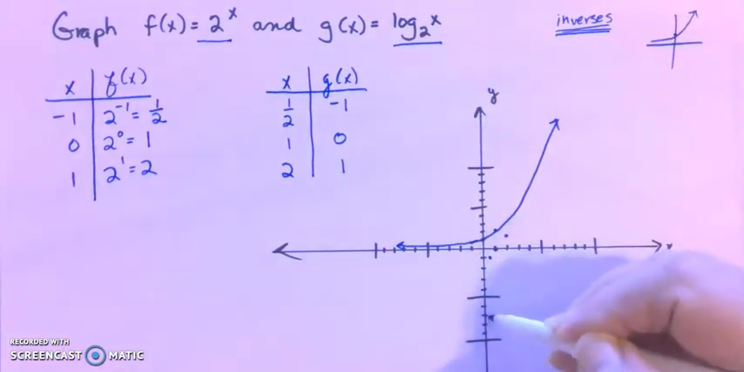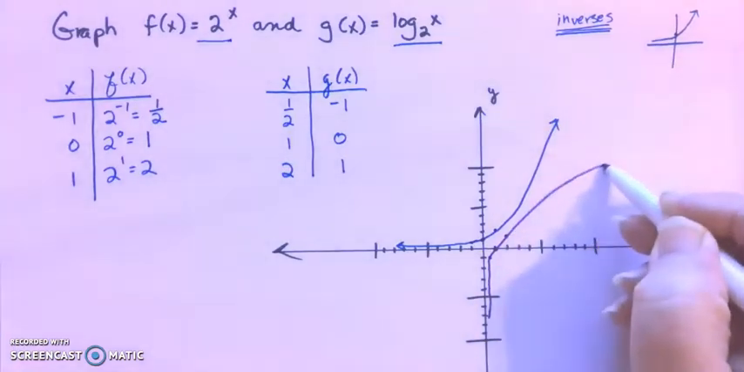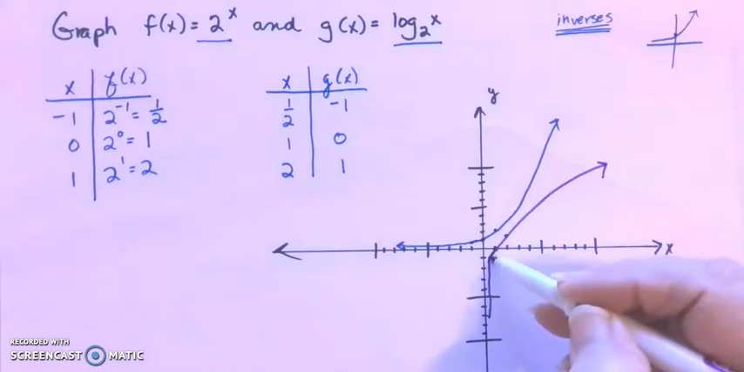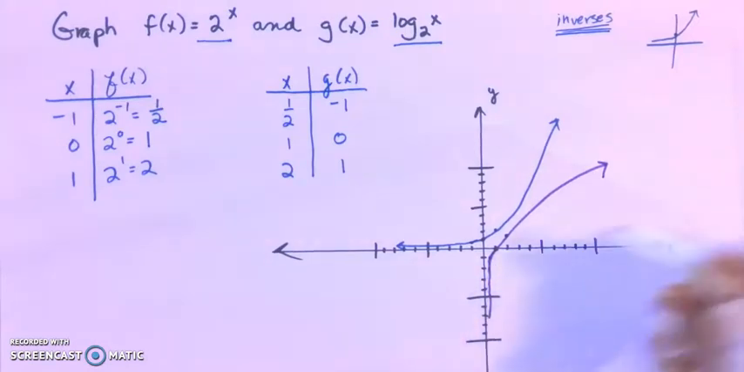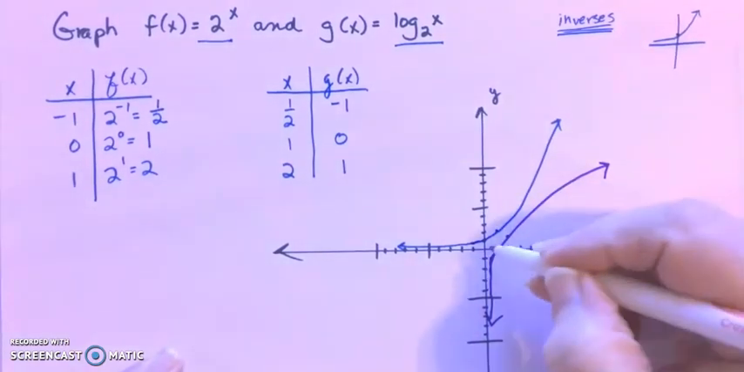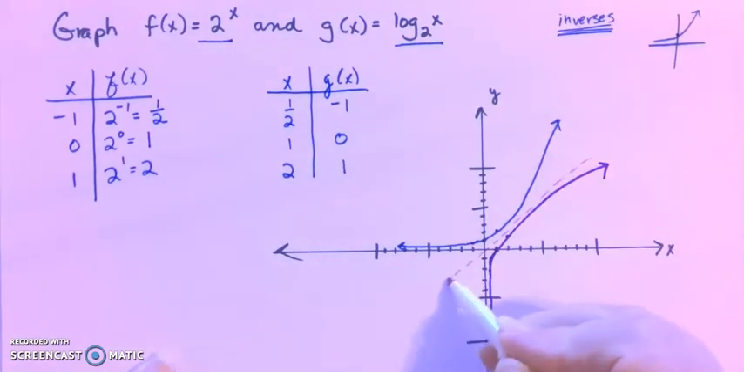So it looks like this. Should have been a little gentler curve through here. And then if we go in and put that line of symmetry, let me put it in a different color here. And I'm sorry I don't have my straight edge with me here, but this is the line y equals x, and this is just a sketch here.